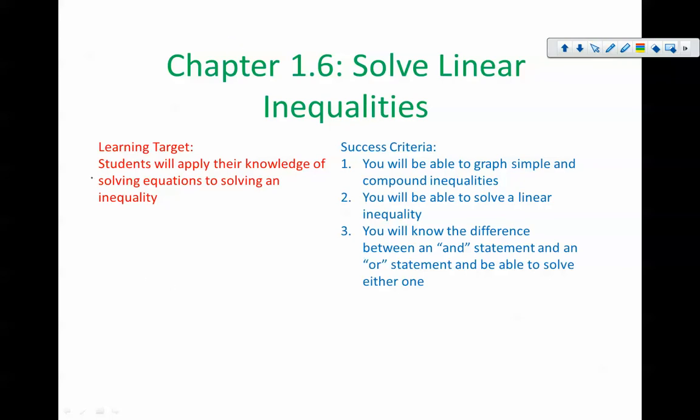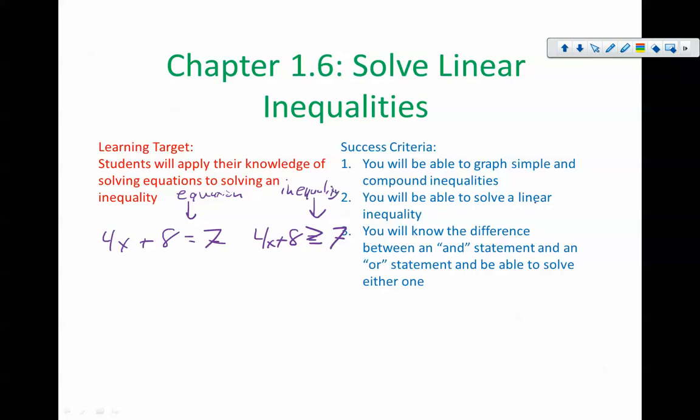So the goal of this overall lesson is that you're going to apply your knowledge of solving equations to solving an inequality. And really the only difference between an equation and an inequality is the symbol we use to show the relationship between the two sides. Anytime you have an equation, it's an equal sign, right? Anytime you use any of these symbols, it's an inequality.